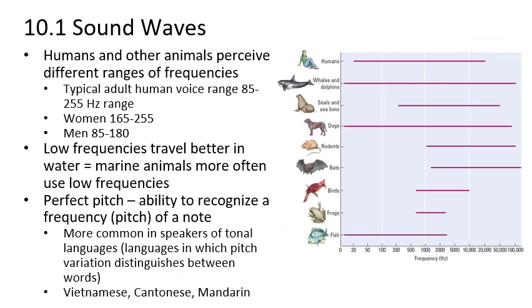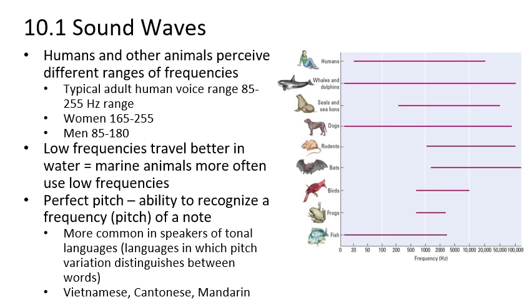Different animals perceive different ranges of frequency. Humans perceive about 20 hertz to about 20,000 hertz. Dogs have a wider range than that. Frogs can't hear very much at all. The typical human voice is right in the sweet spot of where we detect frequencies.